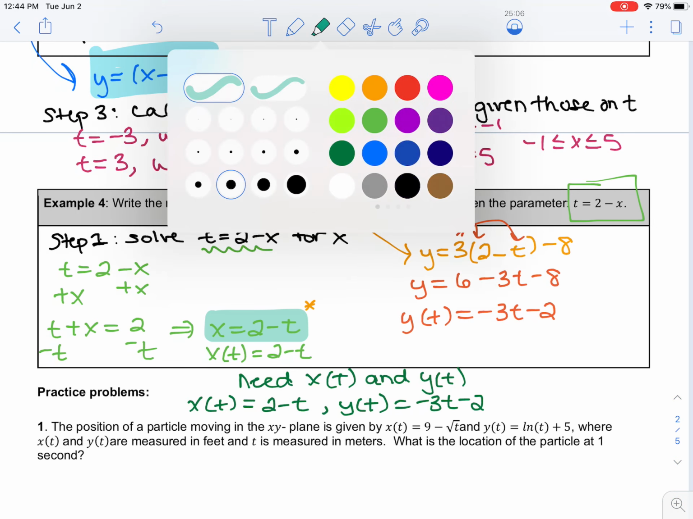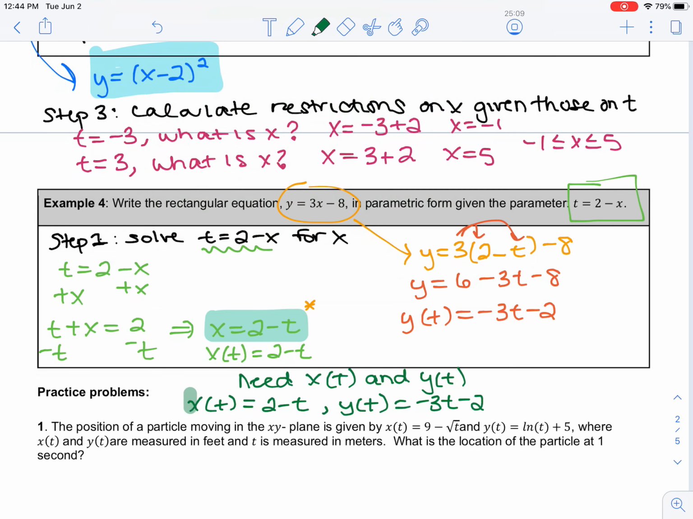Okay, so again, we needed to find two equations, right? We needed to define y and x in terms of t.